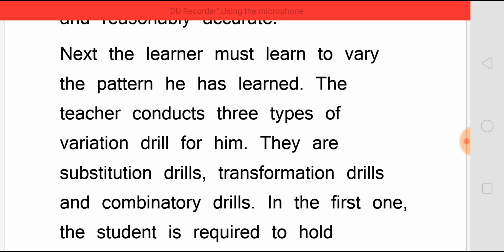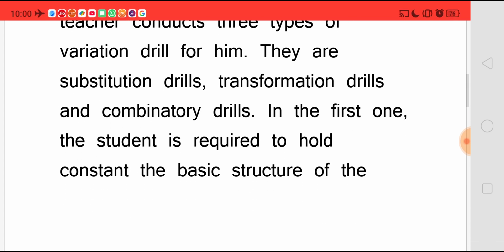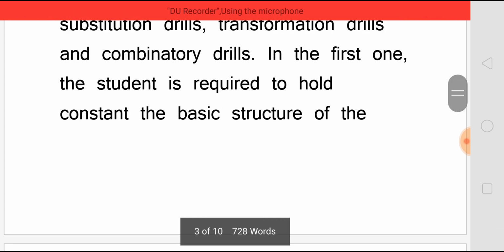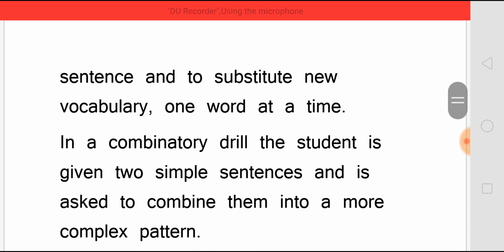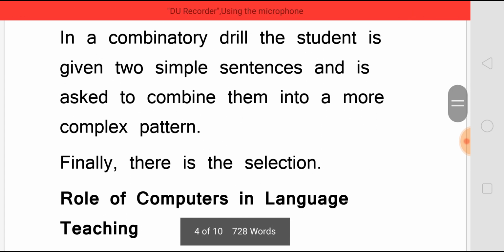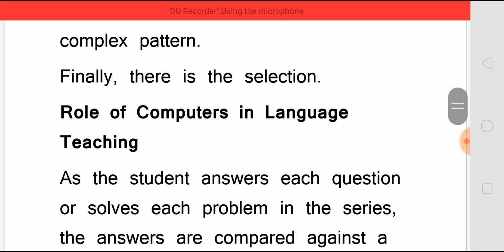In the substitution drill, the student is required to hold constant the basic structure of the sentence and to substitute new vocabulary one word at a time. In a combination drill, the student is given 2 simple sentences and is asked to combine them into a more complex pattern. Finally, there is the selection.